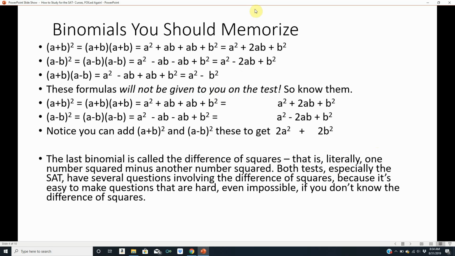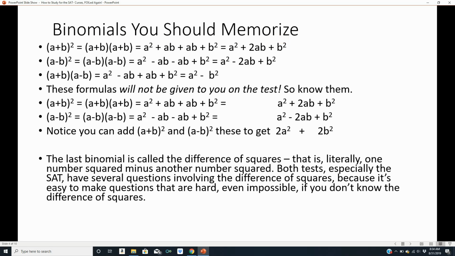Binomials you should memorize. (a plus b) squared is going to be equal to (a plus b) times (a plus b). Where that comes from is, of course, the first terms are a, so that becomes a squared. The outer terms are ab, so that becomes ab. The inner terms are ba, which, of course, you can just reverse and make ab. And then b squared is the product of the last two terms, so you end up with a squared plus 2ab plus b squared.